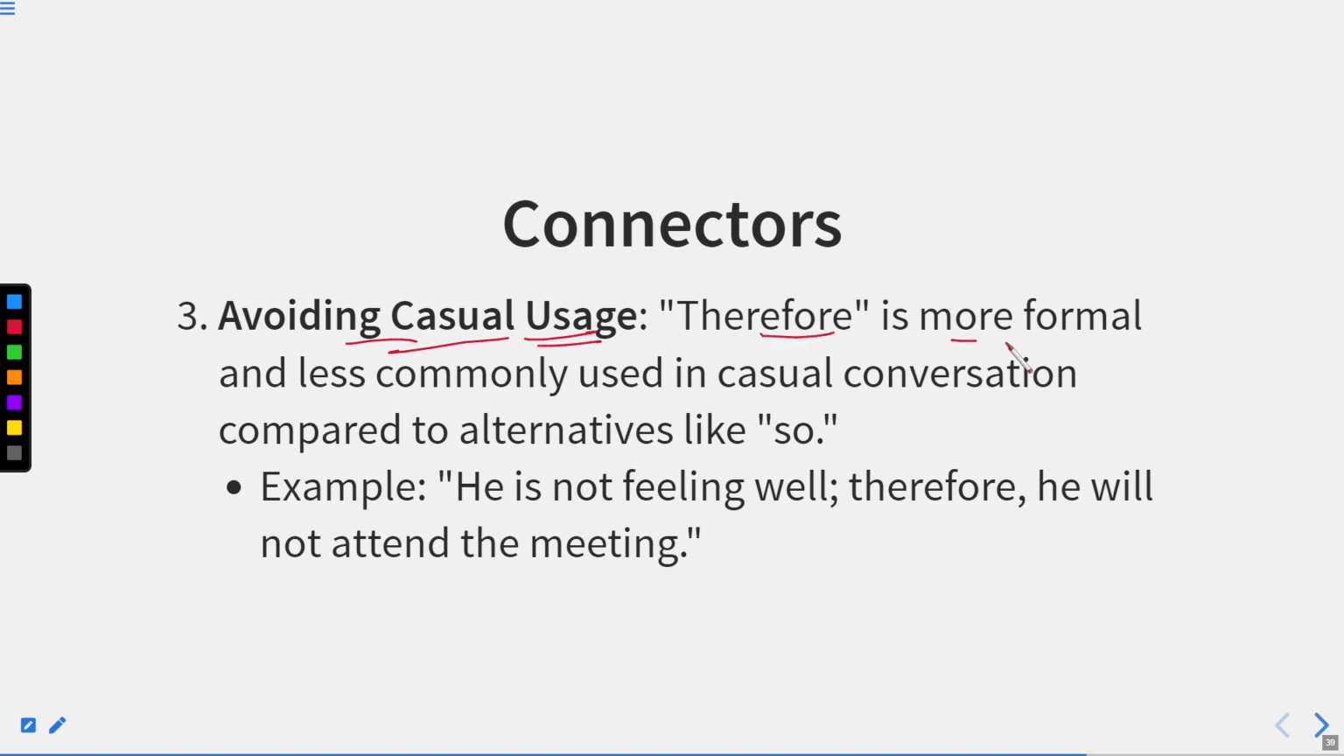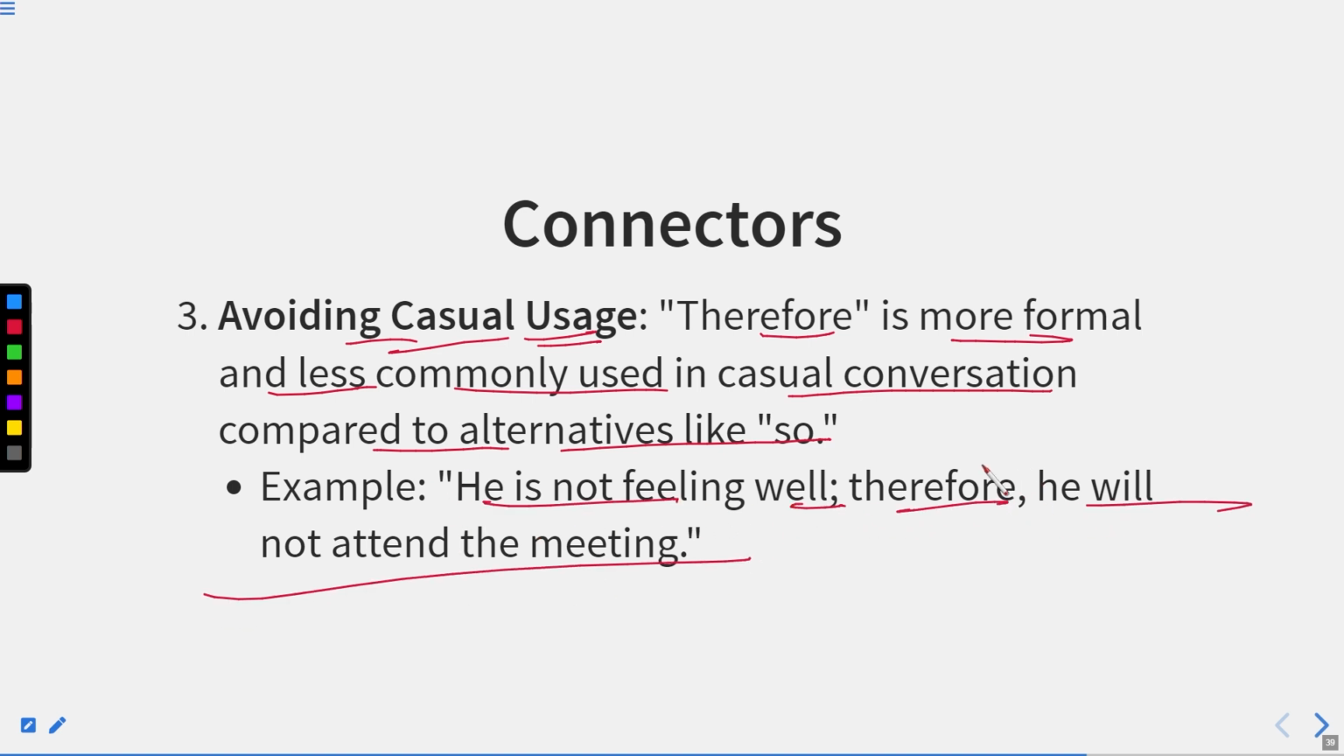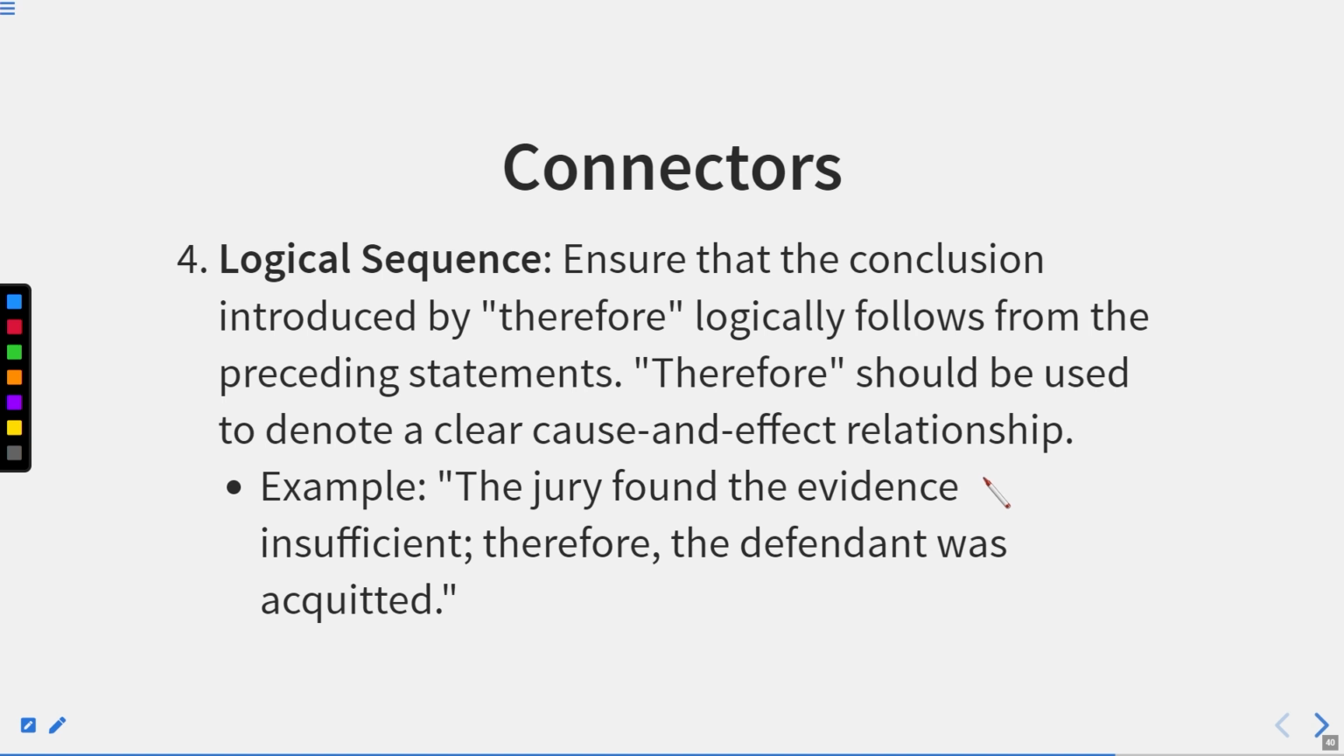Avoiding casual usage. Therefore is more formal and less commonly used in casual conversation compared to alternatives like so. So, therefore is used more in a formal way, and so in an informal way. Okay, so we can say that so is used a large number of times as compared to therefore. Example: he is not feeling well, therefore he will not attend the meeting. So we can use these two as substitutes or synonyms.